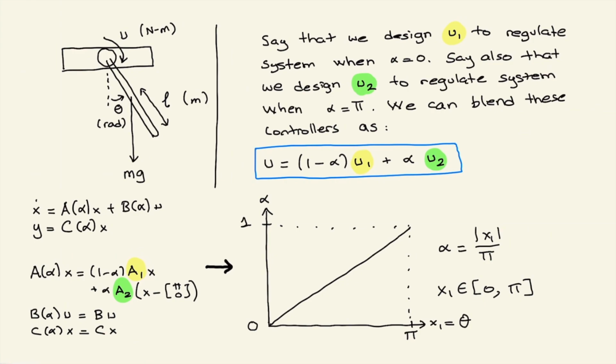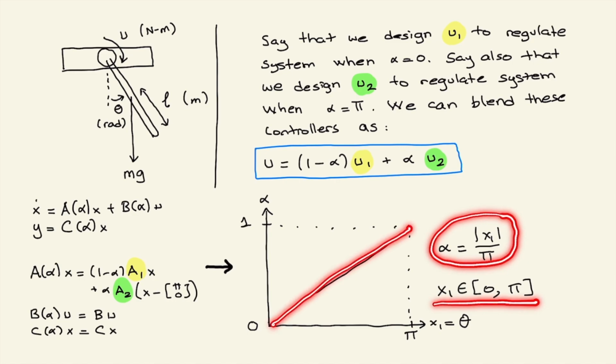So, to represent this system in the gain scheduling setting, let's define alpha first. Alpha is 0 when theta is 0, and when theta hits pi, alpha is 1. I am assuming x1 will be operated over 0 to pi. So alpha is a function like this that I draw in here.